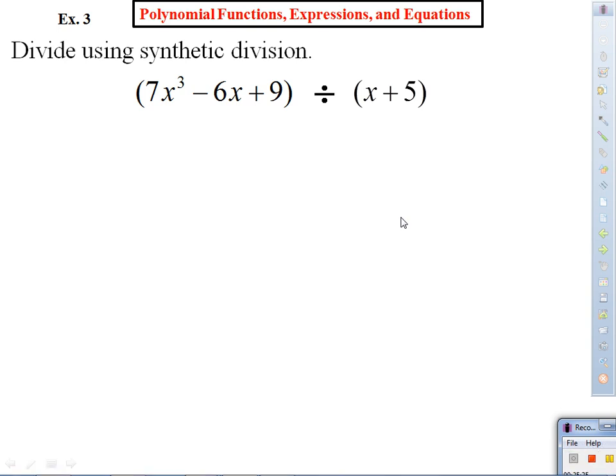Example 3, divide using synthetic division. You're like, what? Yeah, I know. Copy it. I'm going to show you another way of dividing. It says, divide using synthetic division, 7x cubed minus 6x plus 9 divided by x plus 5. Just copy it, and I'm going to go through the process. And just stay focused. Please do not copy, because on this one, you will get lost.